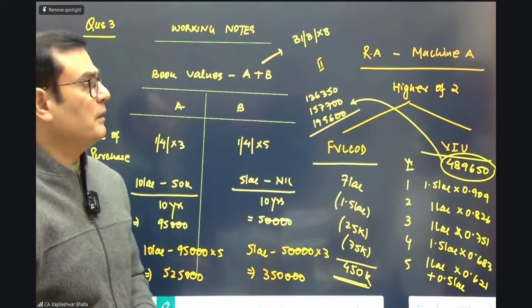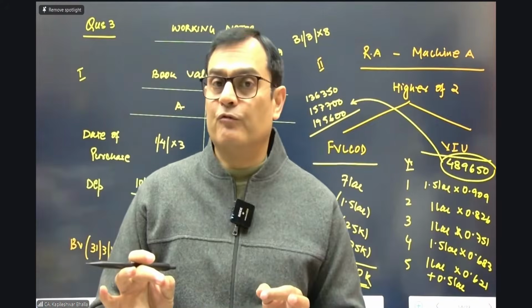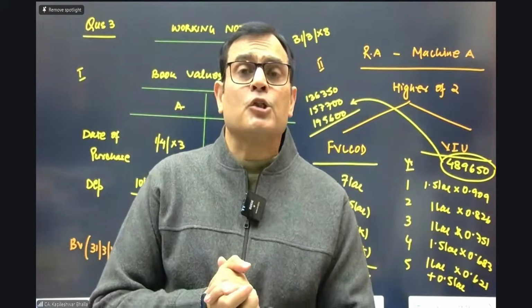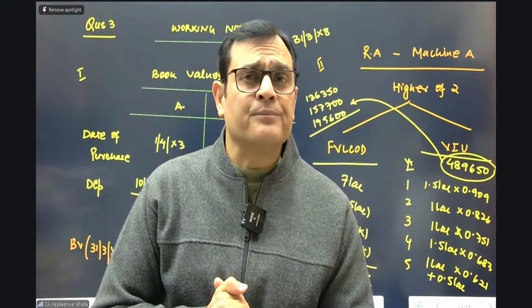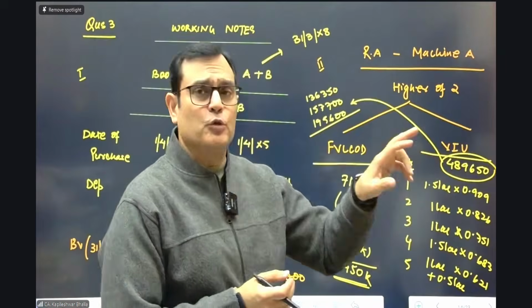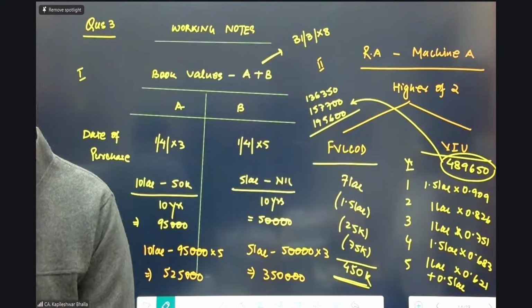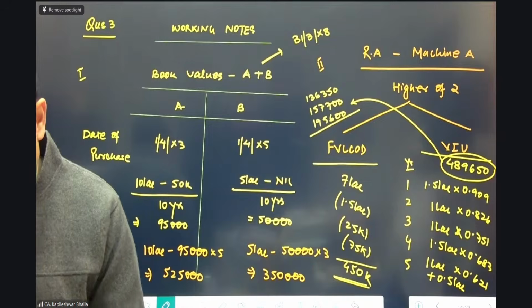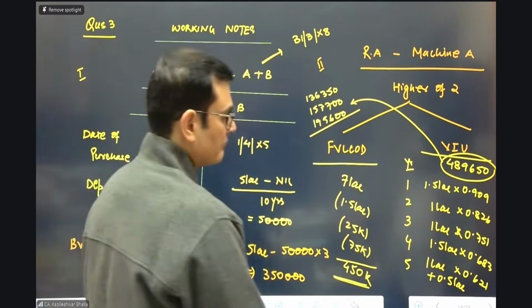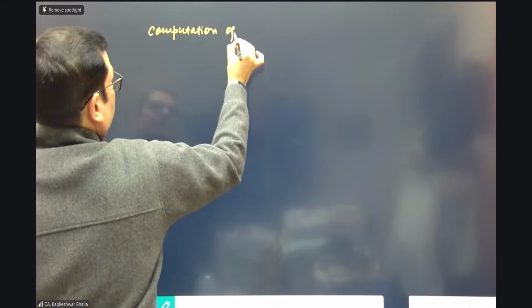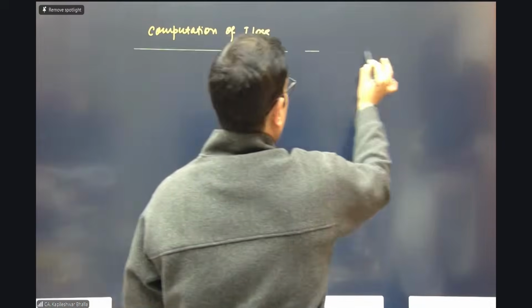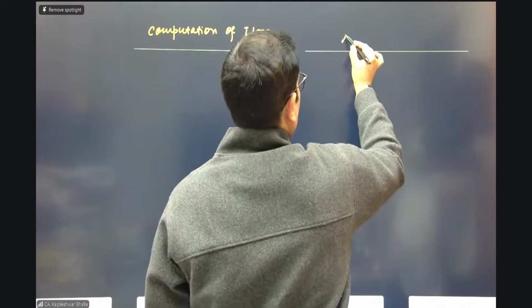So we know the recoverable amount is the greater of the two. The VIU of 489,650 becomes the recoverable amount. What is important is that machine A cannot be reduced below this particular figure. Okay, now let's go on to the calculation of the impairment loss. So now we go on to the main solution. Let's see the computation of impairment loss, and then we'll do the allocation as well.